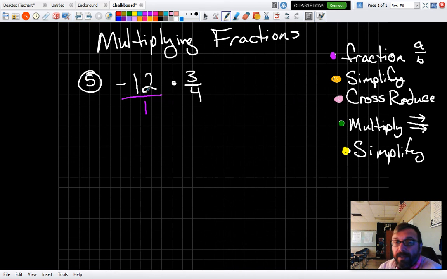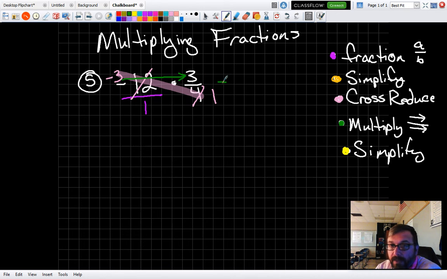Cross reduce is something I can do something about because, look, the 12 and the 4, they share a multiple of 4. So 4 divided by 4 is 1. Negative 12 divided by 4 is negative 3. And now the 3 and 1, they don't share 1. So I'm ready to multiply at this point.